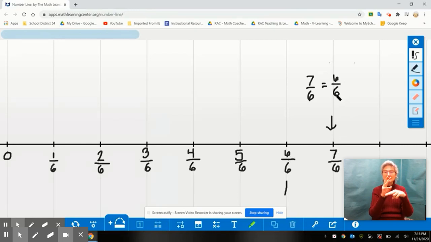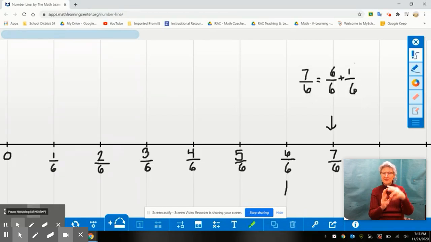All right, so we have that represented here, but I still have one more 6. So how could I show that? You got it, by adding 1/6. Let's write that in. Plus 1/6. 7/6 equals 6/6 plus 1/6.